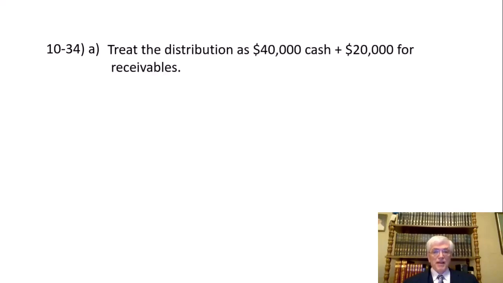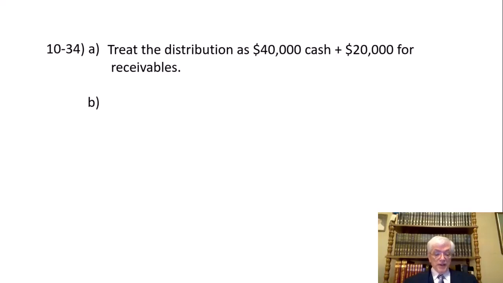So letter A, how is the cash payment treated under section 736? We're going to treat that as a distribution of $40,000 cash plus $20,000 for the receivables, because this was a disproportionate distribution of $60,000 in cash. His proportionate share of the receivables was 20%. 20% of $100,000 is $20,000.